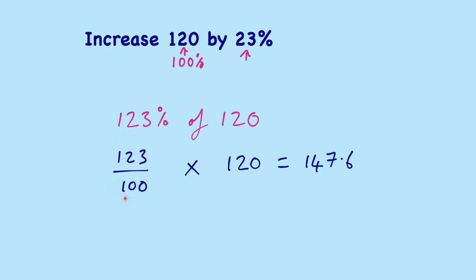Instead of using 123 over 100, I can actually change this into a decimal. 123 divided by 100 is 1.23. So instead of typing into the calculator 123 divided by 100, I can type in 1.23 multiplied by 120 and I get the same answer of 147.6. Now this has got a very special name. It is called the multiplier.